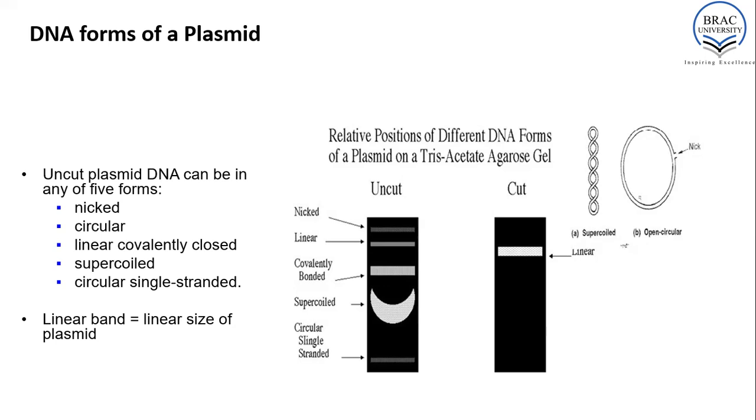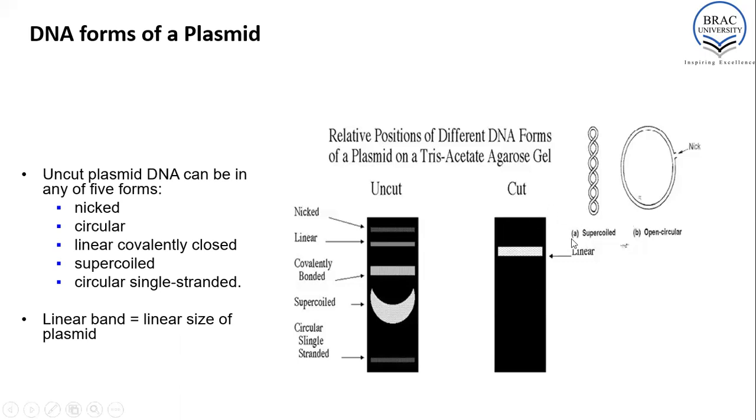But if the alkaline lysis process is too harsh or has been done for more than the required time, then the hydrogen bonds cannot be reformed again. That means the DNA has been denatured permanently, and that sometimes gives you a single-stranded plasmid band on the gel.